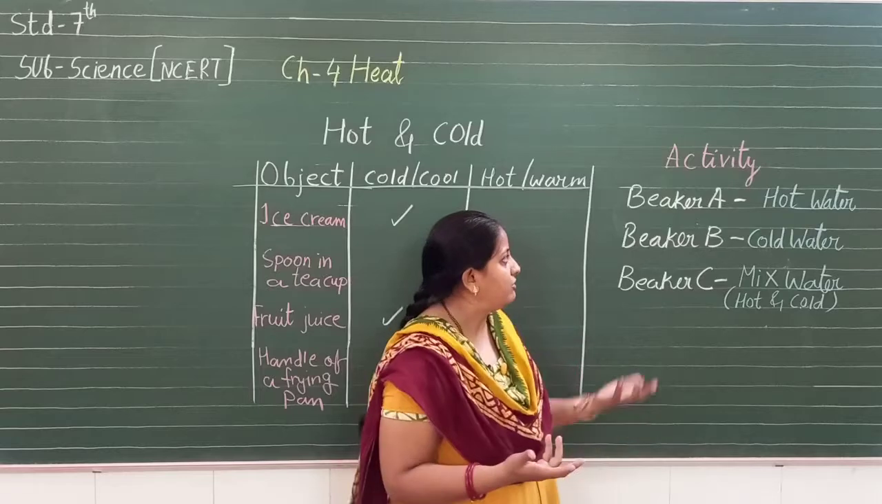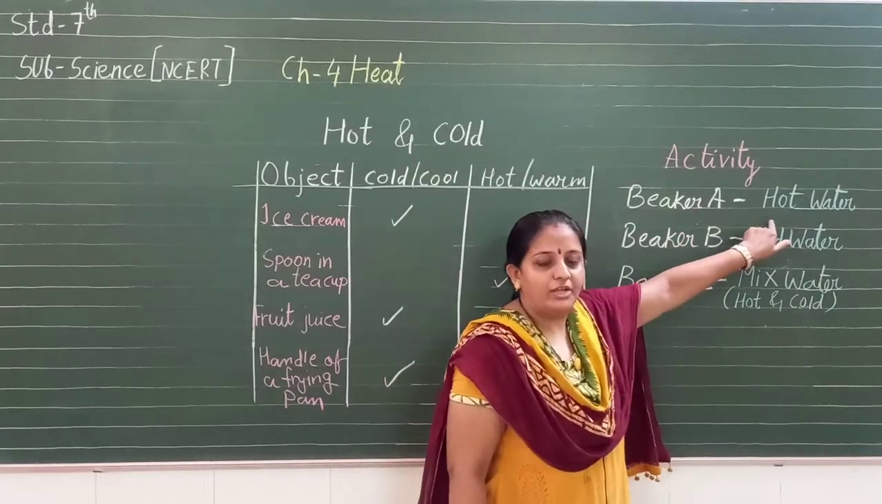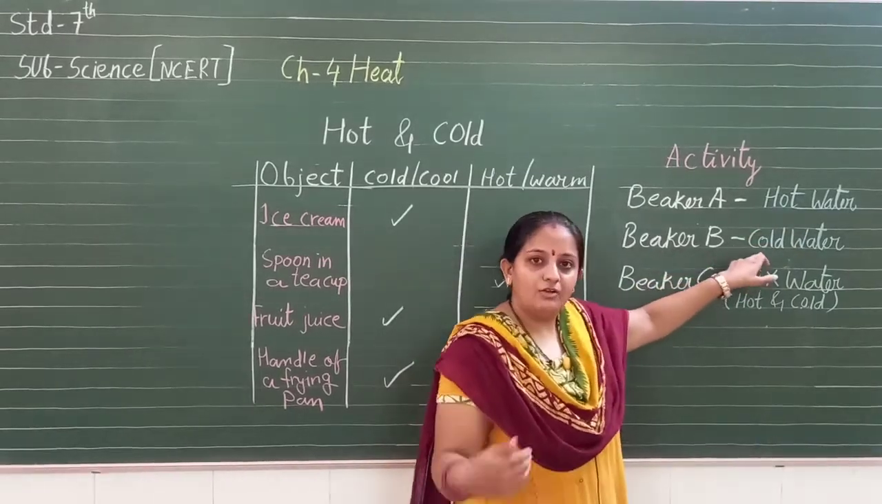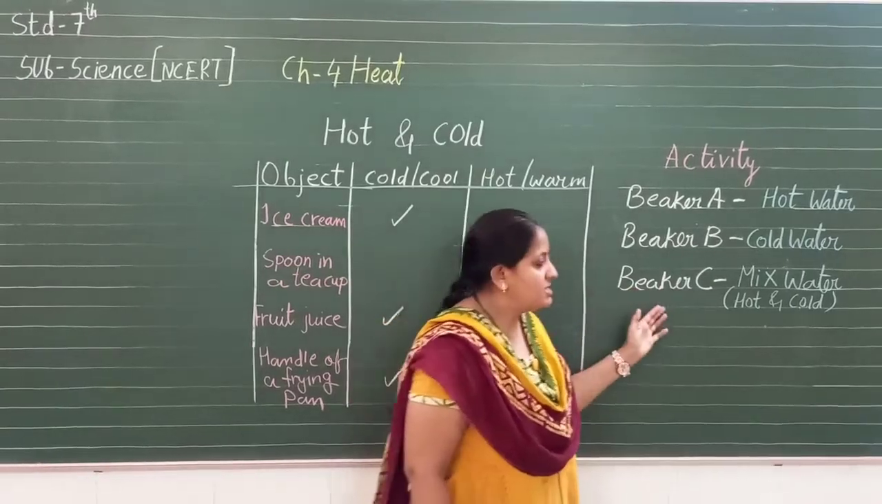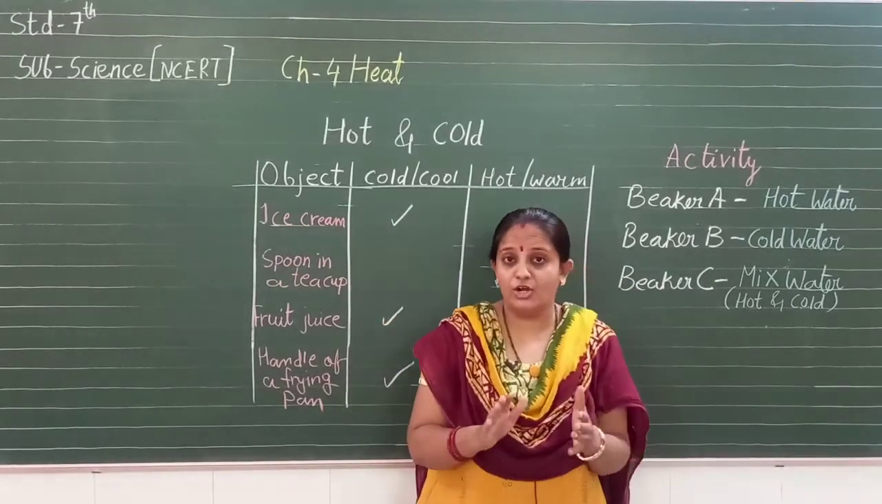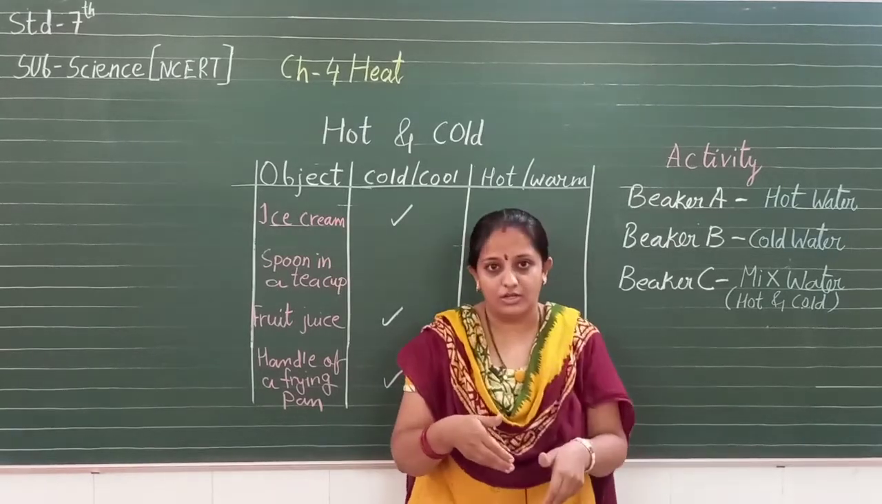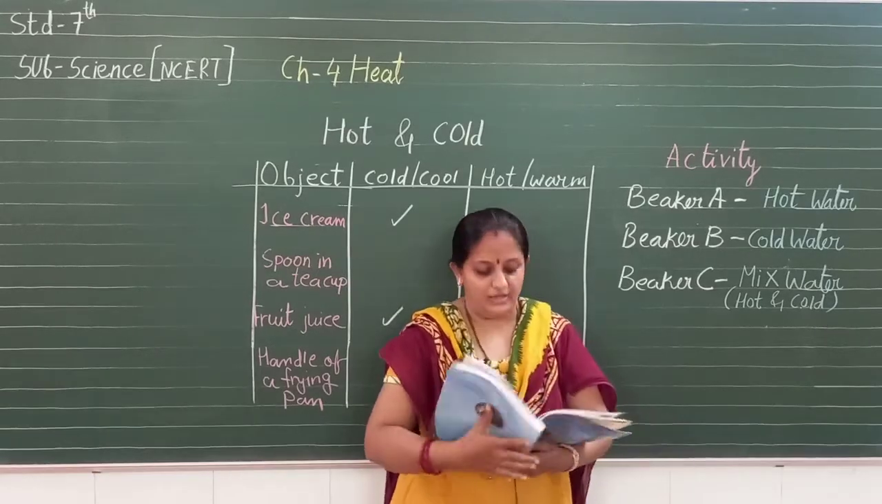We can easily find out that if we keep one hand in beaker A, the water will be hot and we feel hot. In beaker B, if we put our hand, we feel cold because the water is cold. But what about beaker C? In beaker C, if we put both hands, we cannot justify it. We cannot identify whether the water is hot or cold, isn't it? So our sense of touch is not always reliable.